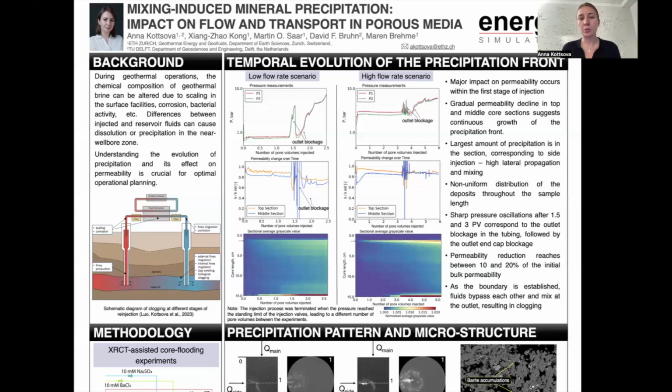So when this fluid is reinjected, the differences between the injected and the reservoir fluids can cause chemical reactions, such as dissolution or precipitation in the near wellbore zone, which can affect the injectivity of a system, which will directly affect the efficiency of the whole operation. So understanding the evolution of these processes is crucial for optimal planning. In this work, we focus on mineral precipitation and its dynamics in the porous media.